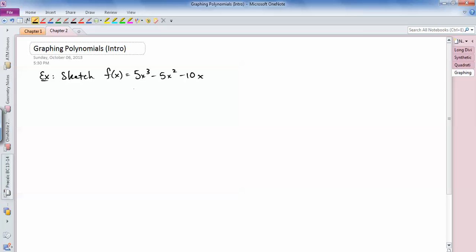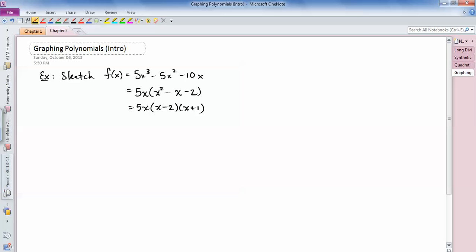And this one is nice because it can be factored without too much difficulty. So this is going to turn into 5x if I factor that out of everything. I'll get x squared minus x minus 2. And then I can factor that parentheses into x minus 2, x plus 1.